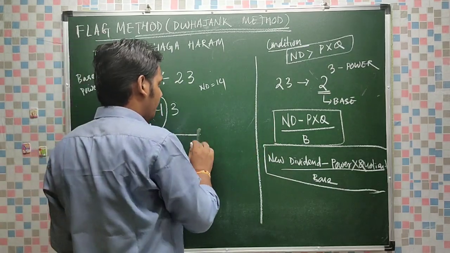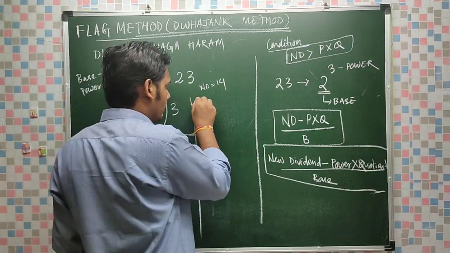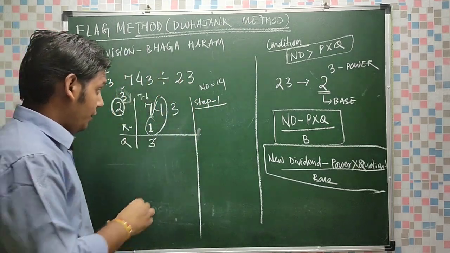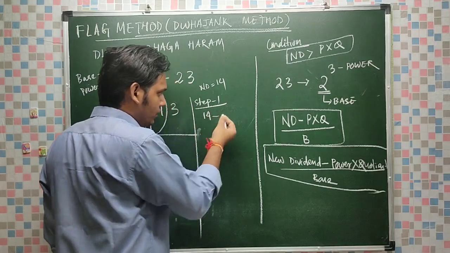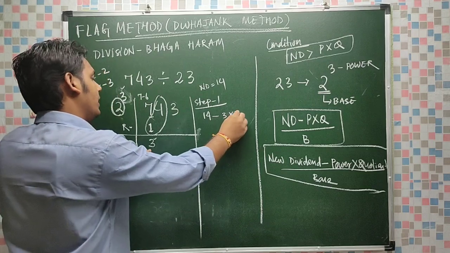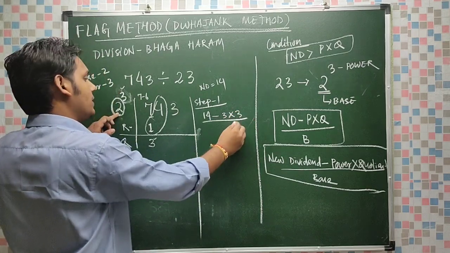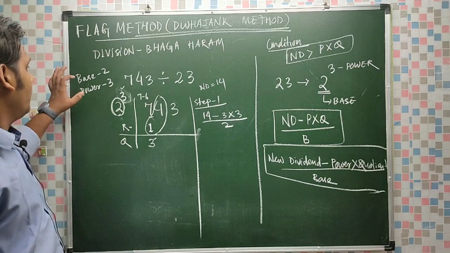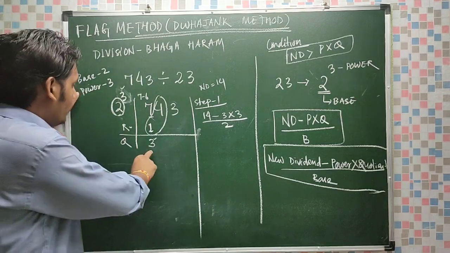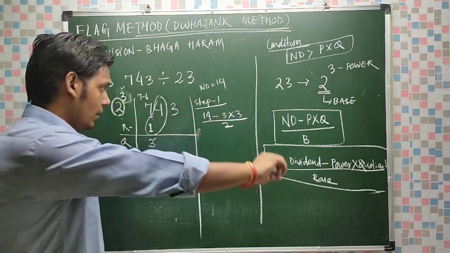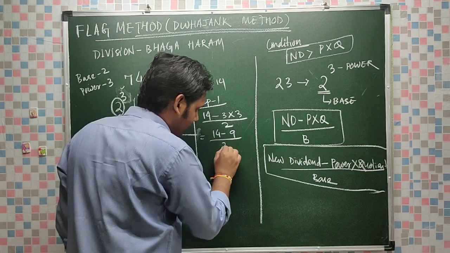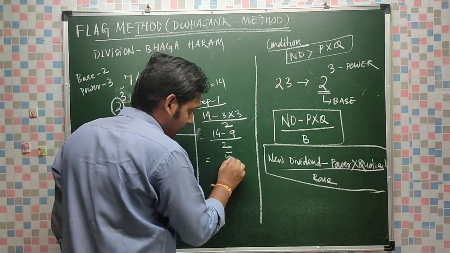Now step 1. The new dividend is 14. 14 minus power, which is 3, into quotient, which is 3, divided by base, which is 2. Remember one thing, base and power are always fixed for a number. Quotient will change and new dividend will change. So now 14 minus 9 divided by 2. That means 5 by 2.